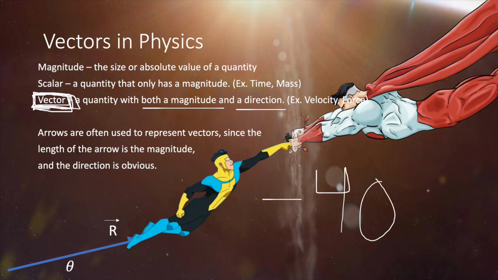Now, the way we represent vectors in AP Physics is usually arrows. And the length of the arrow is the magnitude of it. Because remember, a vector is a magnitude and a direction. And this little theta symbol right here is a direction, because it tells us the angle at which that magnitude is moving. So the direction is usually pretty obvious.